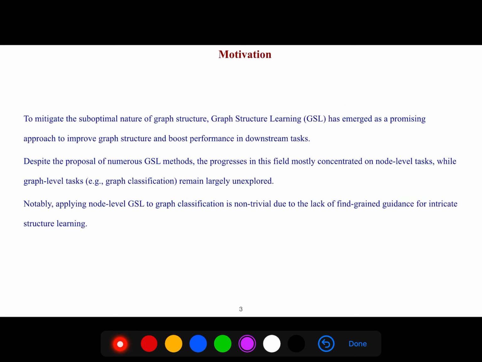To mitigate the suboptimal nature of graph structure, graph structure learning has emerged as a promising approach to improve graph structure and boost performance in downstream tasks. Despite the proposal of numerous GSL methods, the progress in this field has mostly concentrated on node-level tasks, while graph-level tasks such as graph classification remain largely unexplored. Notably, applying node-level GSL to graph classification is non-trivial due to the lack of fine-grained guidance for intricate structure learning.